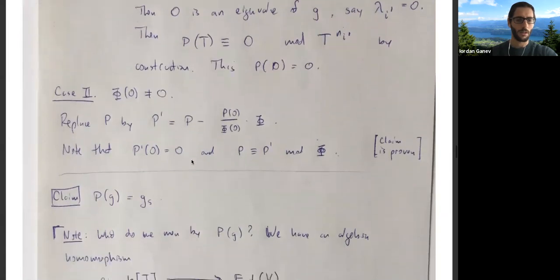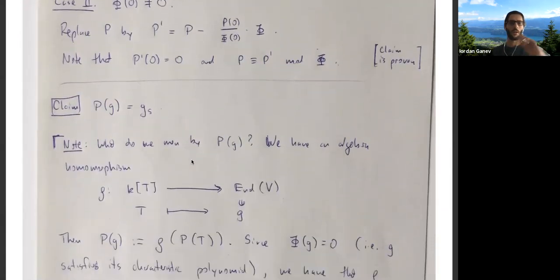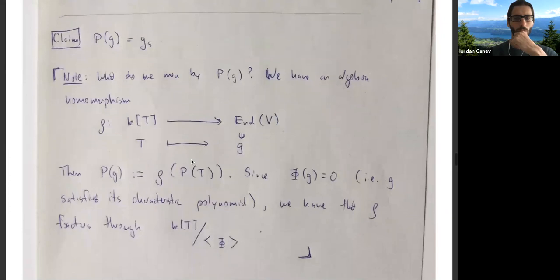So now the next thing we want to show is that this p that we chose, if we plug in g into this p, we get the semi-simple part g sub s. And now maybe it's a bit confusing. What do we mean by this p of g? What do we mean by plugging in g? Well, really what's going on here is that we have an algebra homomorphism from the polynomial algebra to the endomorphism algebra of V, where we take t and we map it to g. So g is an element.